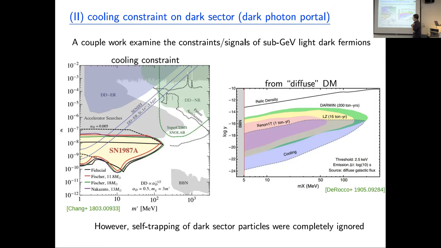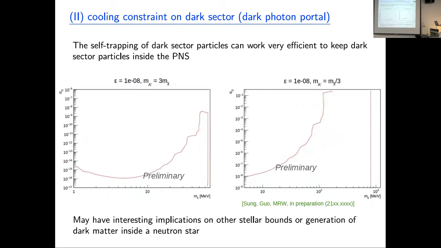However, one thing that has been ignored is that here they typically assume a relatively big coupling in the dark sector, for example alpha d equals 0.5. But when they derived this plot, the self-interaction between dark fermions or dark particles was completely ignored for some reason. So, working with a previous research assistant, Aidan, in our group, we try to revisit this issue and compute the self-interaction effect of dark fermions and dark photons inside the environment, for sub-GeV dark particles.